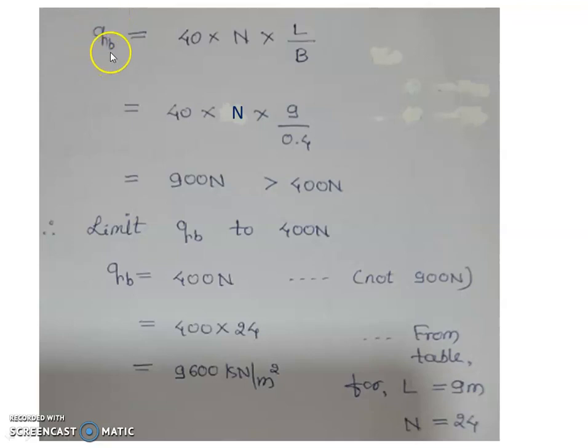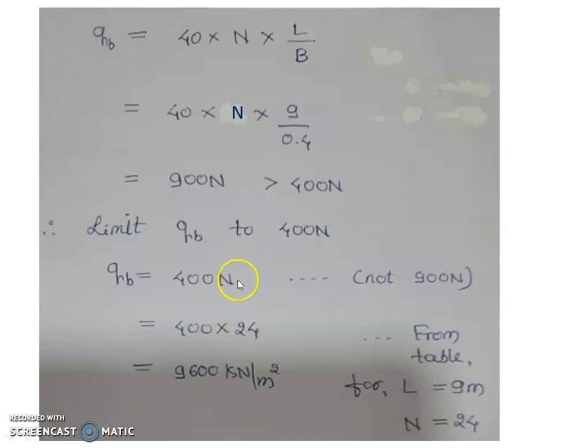To find QB, that is pressure, we have the formula 40 into N into L divided by B. 40 into N we will keep as it is because we need to compare it with the value, that is 400 N. So 40 into N into embedded length, which is 9 meter, divided by B, the width of the pile. Since it is square pile, we will consider its width, which is 0.4. So once we calculate, we get it as 900 N. And this 900 N is greater than 400 N. Hence, we have to restrict the value of QB to 400 N itself.